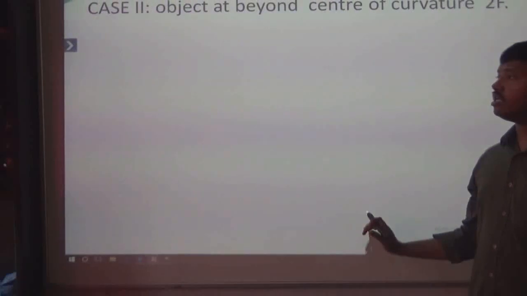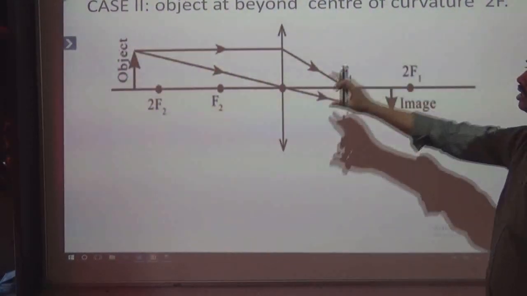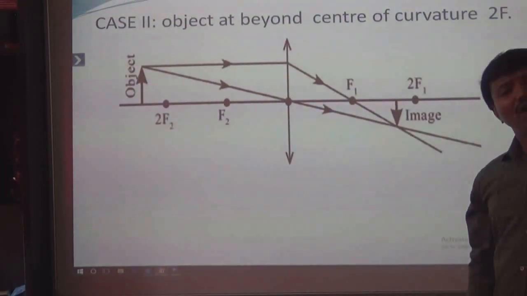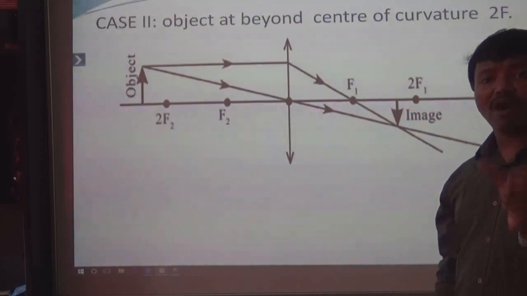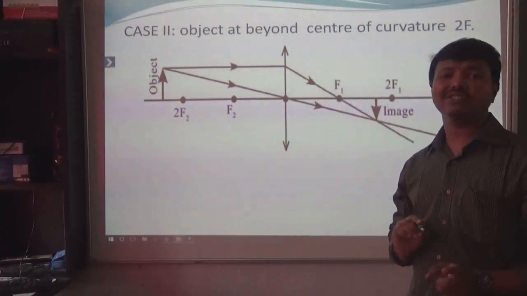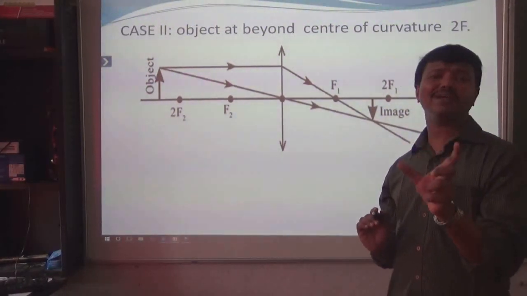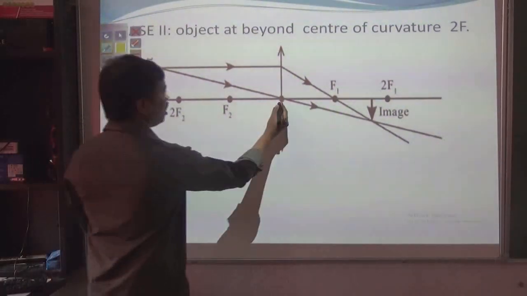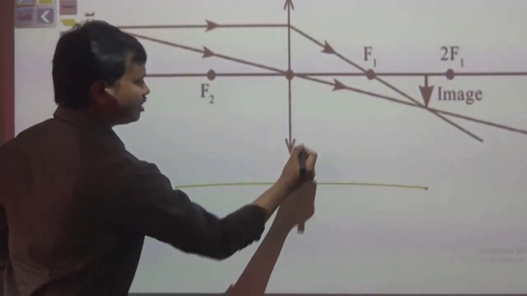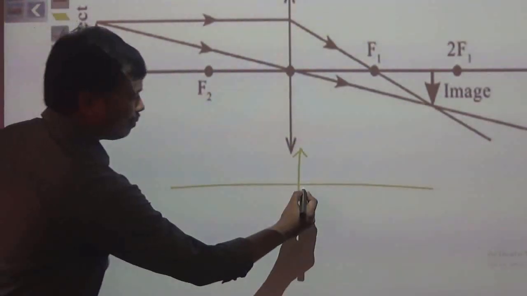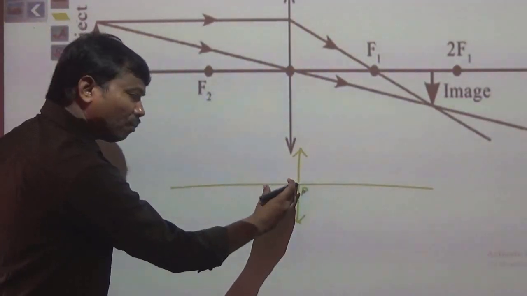Now again, the object beyond the center of curvature. This is the ray diagram. While drawing ray diagrams, you must follow a very simple manner. When a line is drawn, indicate the points using a pencil, maintaining the same difference between the points. For example, when you draw the principal axis, this is the symbol for a convex lens, and this is the pole. Using a scale, mark the points.